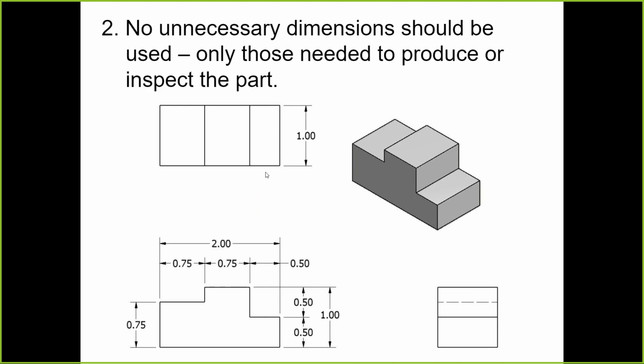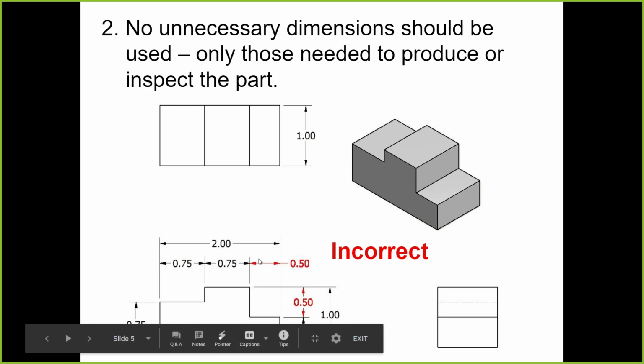Rule number two: no unnecessary dimensions should be used. Only those needed to produce and inspect the part. So here's some incorrect ones right there. Now, why is this an unnecessary dimension? Shouldn't they know that that's 0.5 right there? Like from this line to this line? They don't tell me here or here. But the answer is no, they don't.